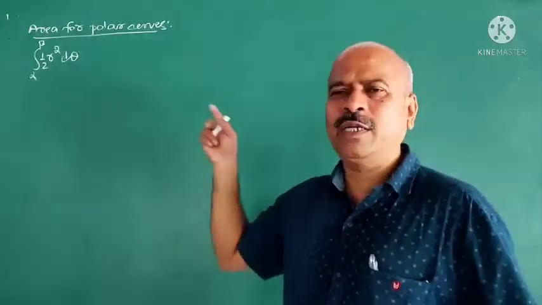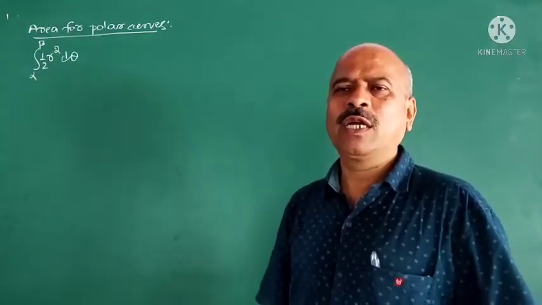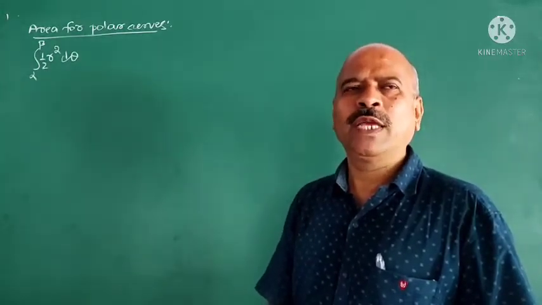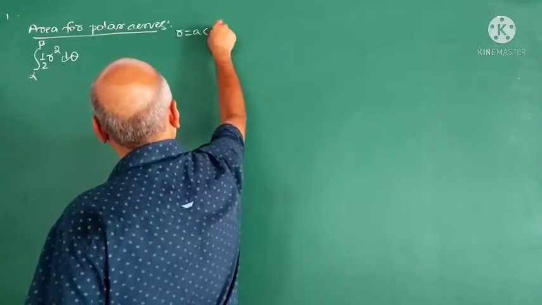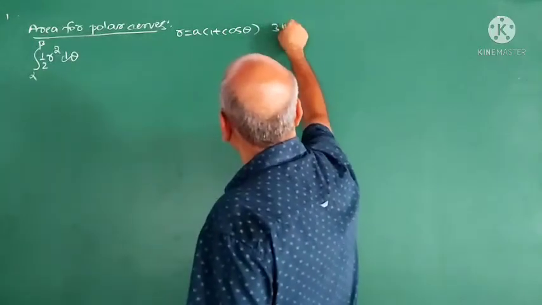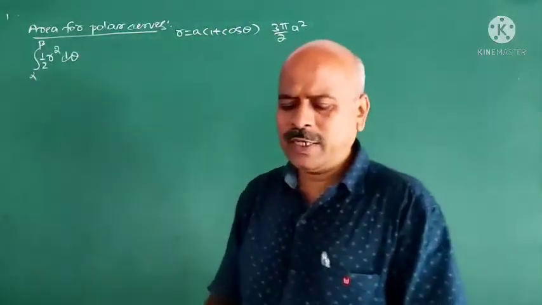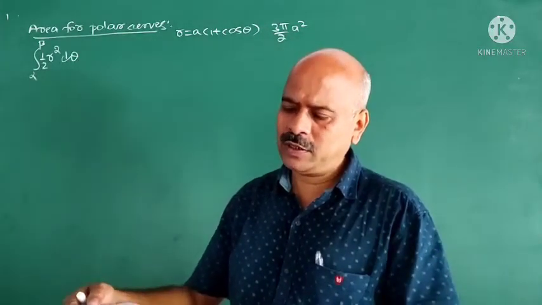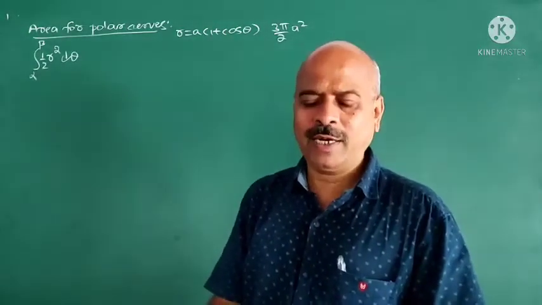And I have also explained some problems. I have taken cardioids, all the cardioids. What is the area of the cardioid? There are four cardioids. First one is r is a into 1 plus cos theta. What is the area of this? If I remember correctly, 3 pi by 2 a square. And for all the four cardioids, the area is 3 pi by 2 a square. Is it correct? Let me verify this. That is the area of the cardioid.